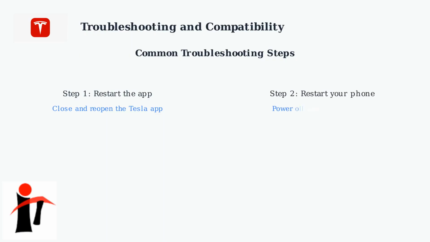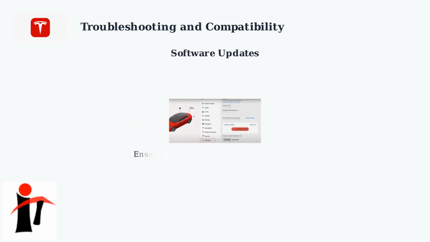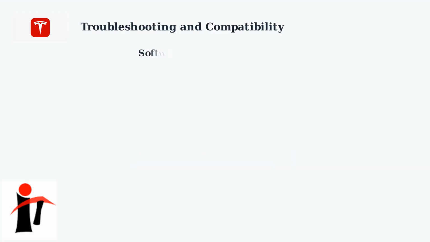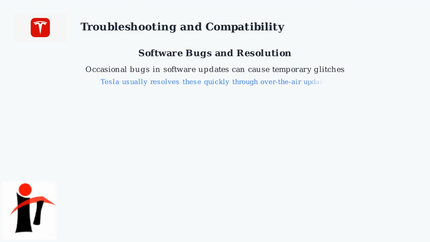If restarting the app doesn't help, try restarting your phone. This can resolve temporary connectivity or app performance issues. Make sure your Tesla vehicle's software is also up to date. You can check for and install updates directly through the Tesla app in the software section. Occasional bugs in Tesla software updates can sometimes cause temporary glitches in the app. However, Tesla typically resolves these issues quickly with over-the-air software updates.